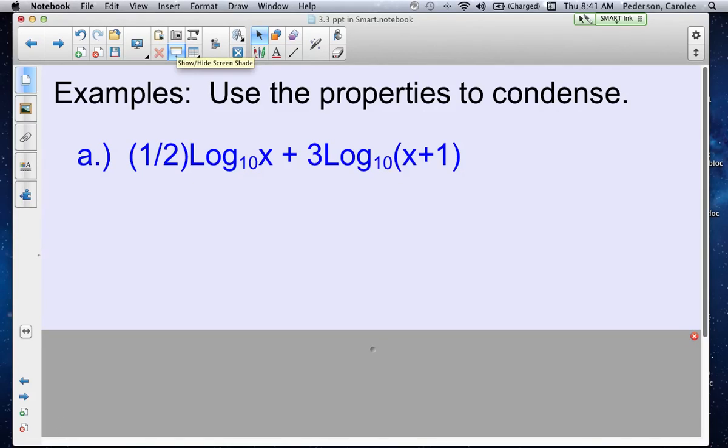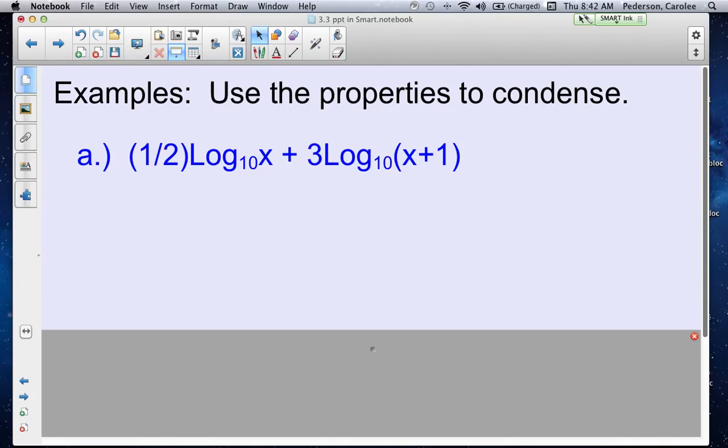So yesterday, our final answers at the last part of our lesson were problems that looked like this. Now we're going to condense them back together. So the first example I have is 1/2 the logarithm base 10 of x plus 3 logarithm base 10 of x plus 1. So what do we want to do first?